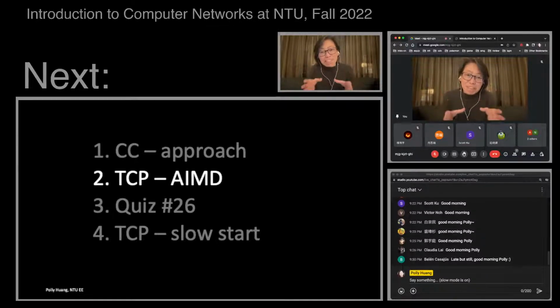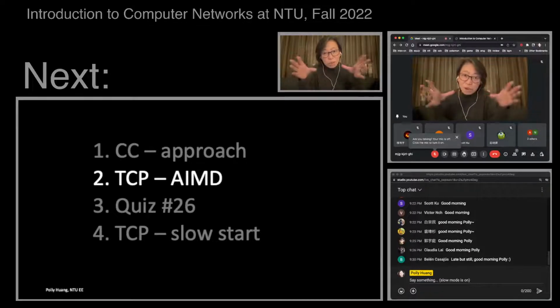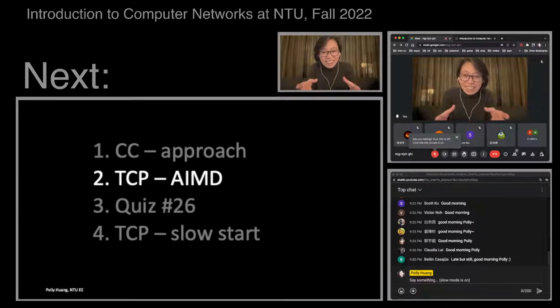So in a pipeline RDT, a pipeline protocol such as TCP, the number of packets we are allowed to send in one batch essentially determines the sending rate, because one batch is one round trip time.